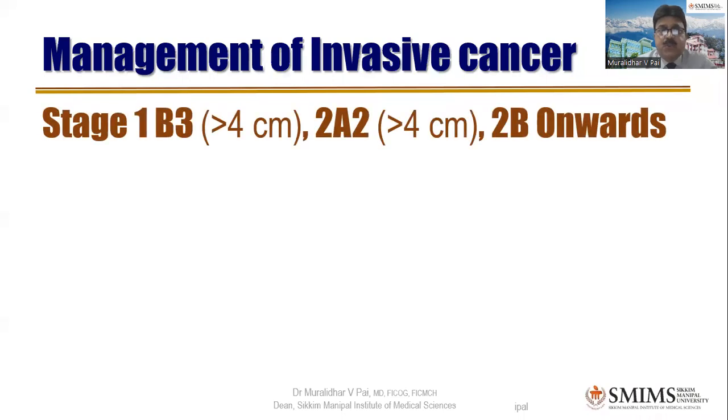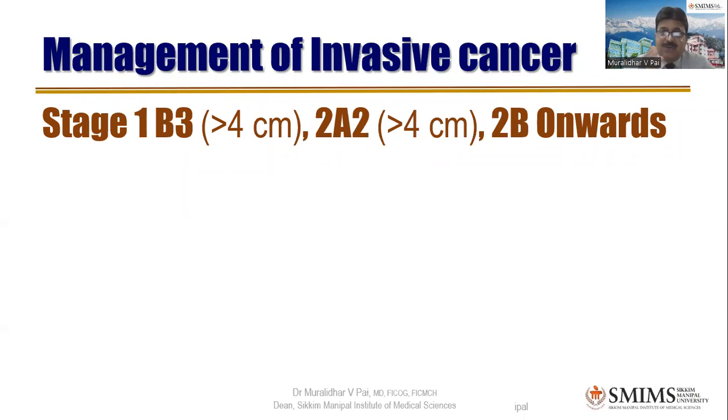Management of stage 1B3. B3 means more than 4 centimeters, and stage 2A2, also more than 4 centimeters. And of course, 2B onwards. See, the old teaching was anything more than 2B is for radiotherapy, anything less than 2A is for either radiotherapy or hysterectomy, depending upon the age of the patient.